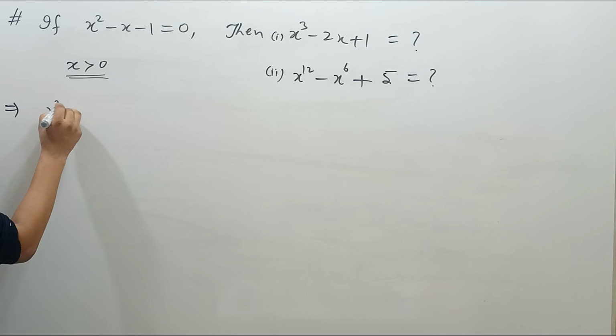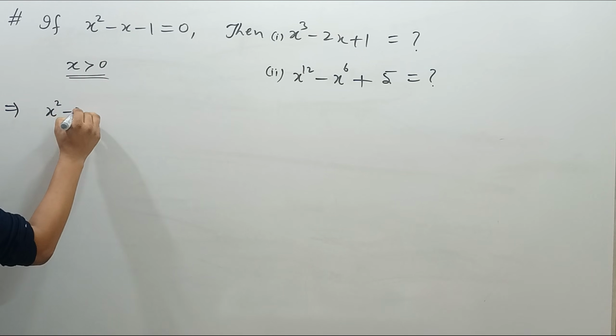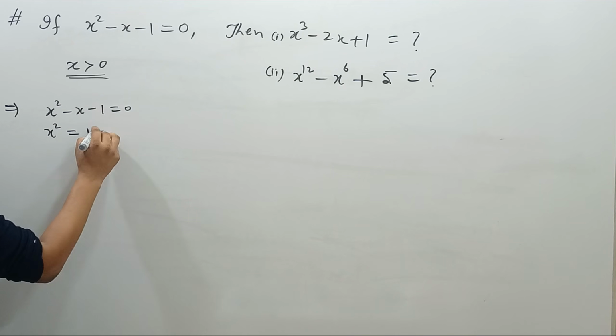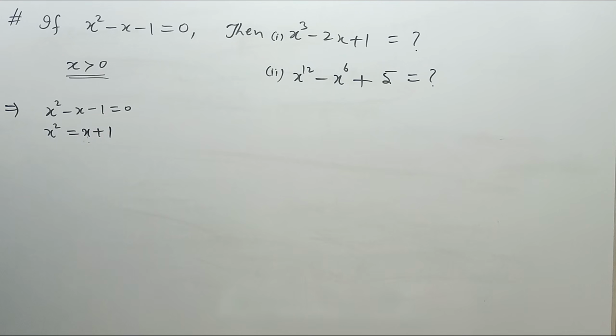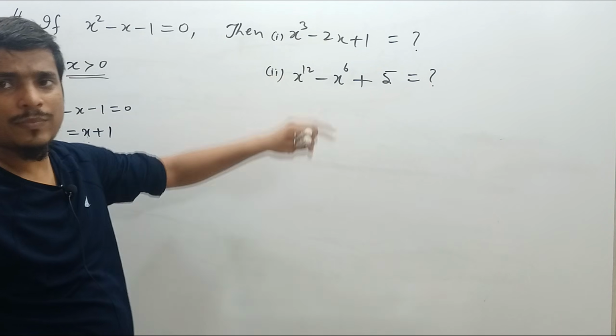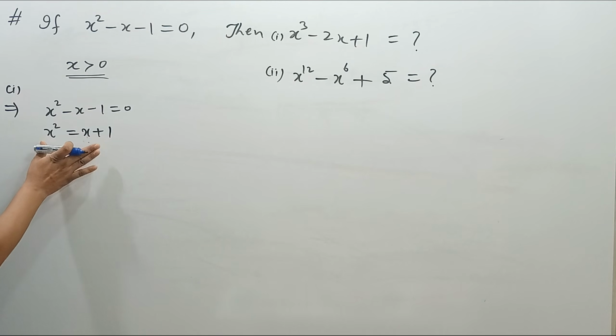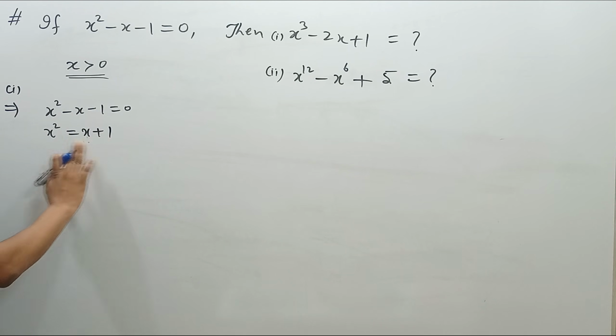So x square minus x minus 1 is equal to 0. We can write this as x square is equal to x plus 1. I'm trying to solve the first one. So x square is equal to x plus 1, and we want x power 3. So what we'll do is multiply both sides of this equation by x.